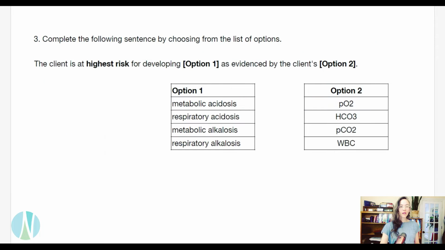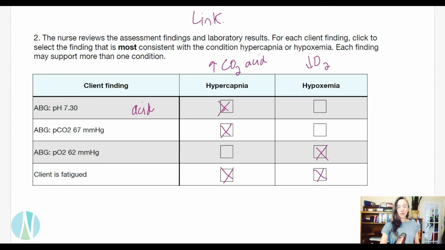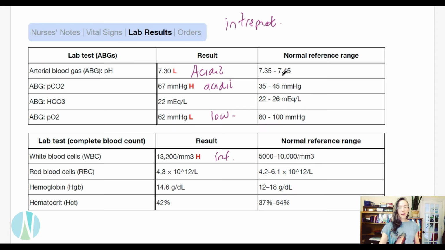All right, so number 3, complete the following sentence by choosing from the list of options. The client is at highest risk for developing what? So you pick one option as evidenced by the client's what? Now this one right here, you're really interpreting the labs, right? So if we go back and we interpret these labs, what does it mean? What kind of acid-base imbalance do they have? And you should have actually already done that with your interpretation.